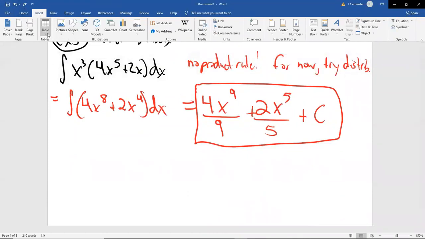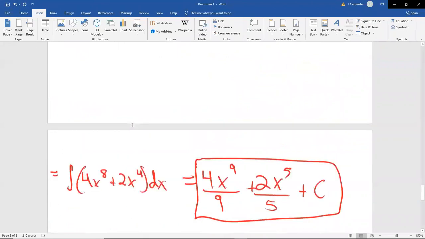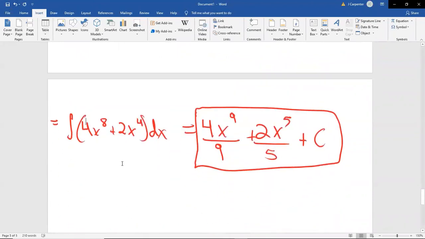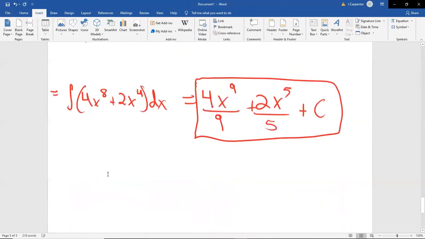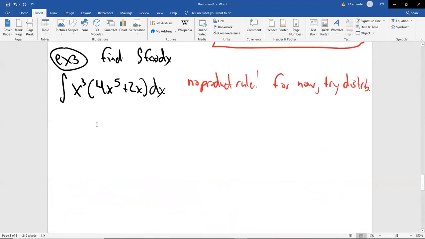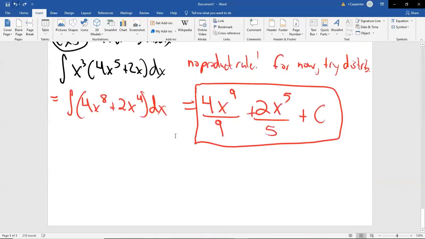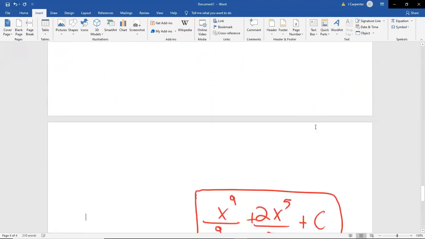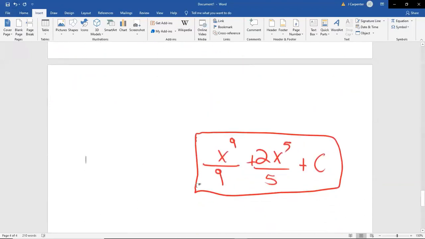Come on, quit this. Frustrating. I don't know why I can't just insert a page after that. Get it?